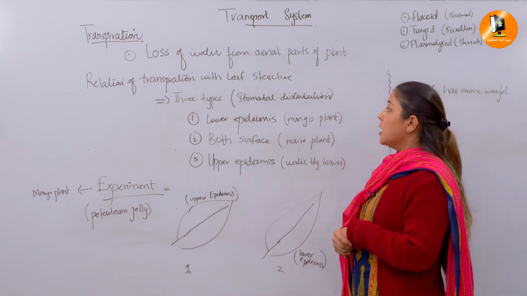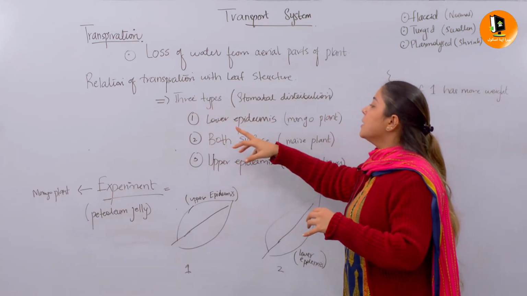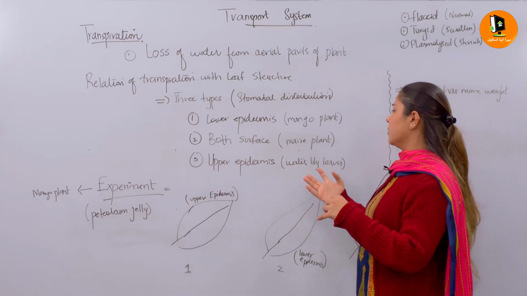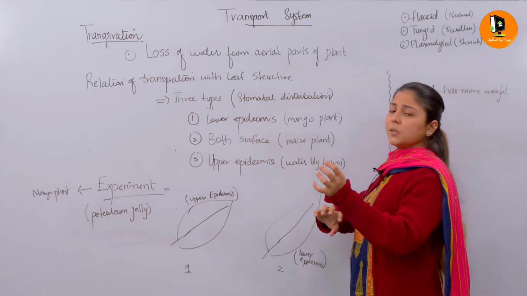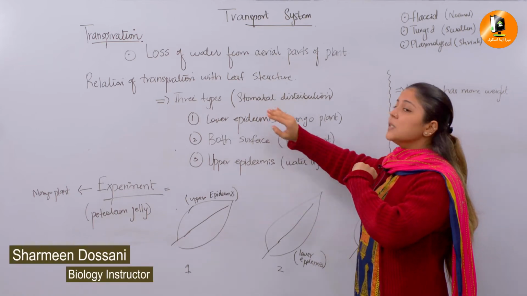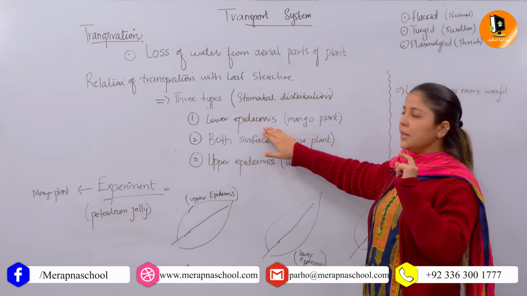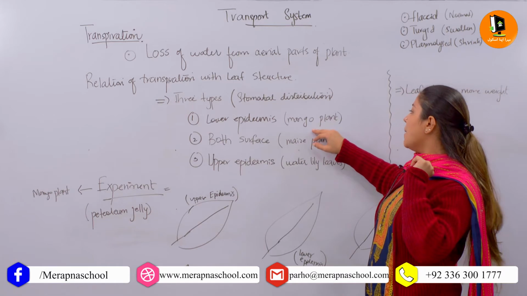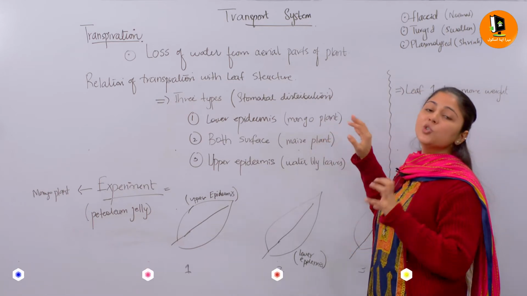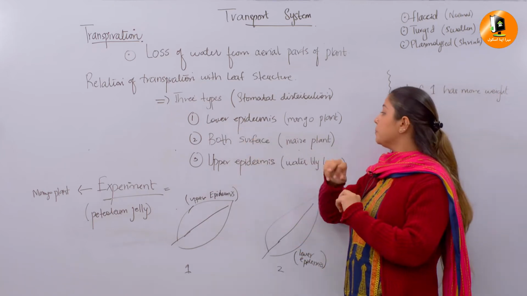When we talk about leaf structures, we have divided them into three types: lower epidermis, both surfaces, and upper epidermis. When the stomata are present mainly on the lower epidermis, it is one category, and an example is the mango plant. In the mango plant, the leaf has stomata only on the lower epidermis.